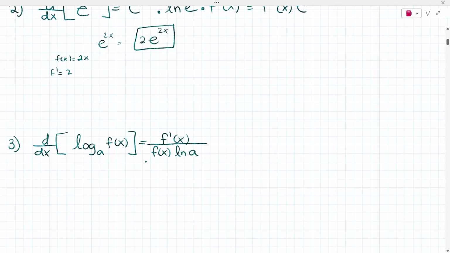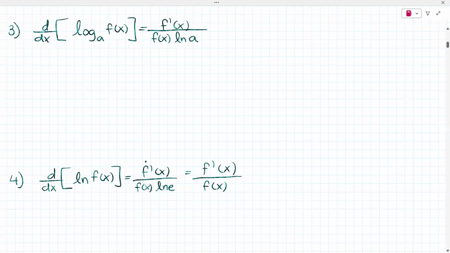Okay, 3, the derivative of log base a of f of x is this formula: f prime of x over f of x over ln of a. So this is all review, nothing new. The derivative of ln of x is f prime of x over f of x times ln of e. So basically it's just f prime of x over f of x.